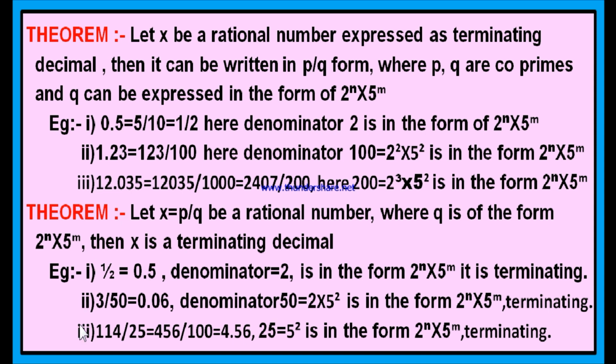If you observe all these examples, in all of them you are given a fraction p by q in which the denominators are in the form of 2 power n into 5 power m. If the denominator is in the form of 2 power n into 5 power m, and we convert the given fractions into decimal numbers, we will get terminating decimals. That's what this theorem says. Now let us see another theorem.